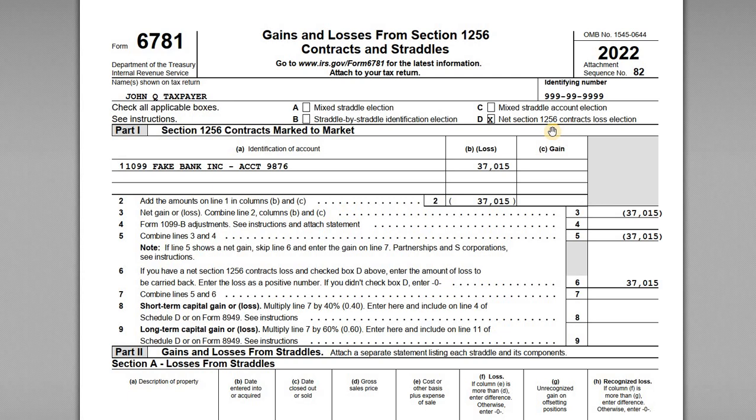And then up here at the top of the form, you have to check the box for we are making a 1256 contracts loss election. And so that is letting the IRS know that, okay, we have losses incurred for the year, but we are carrying back either all or just a portion of it, right? Depends on how much gain we have to carry back to.